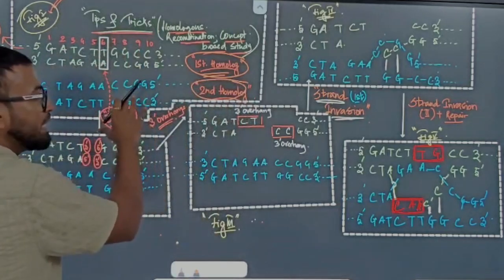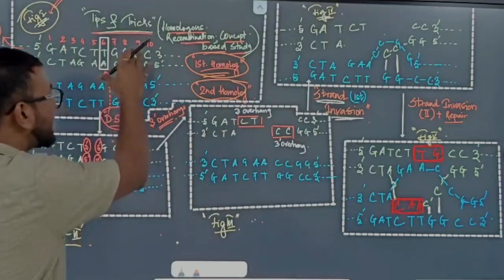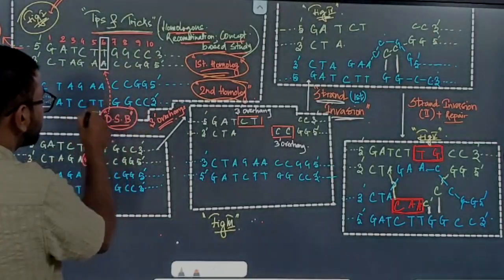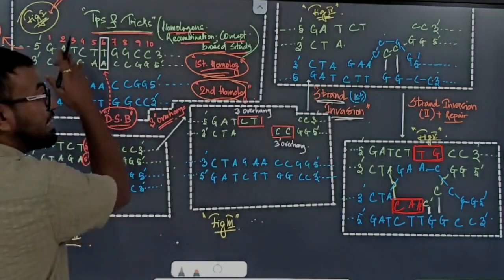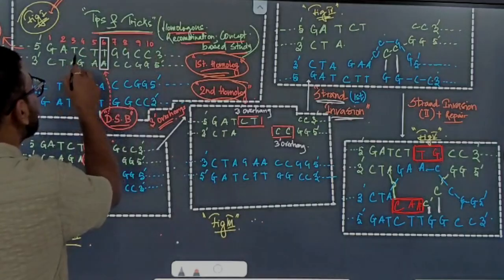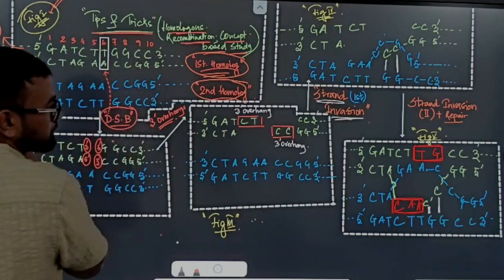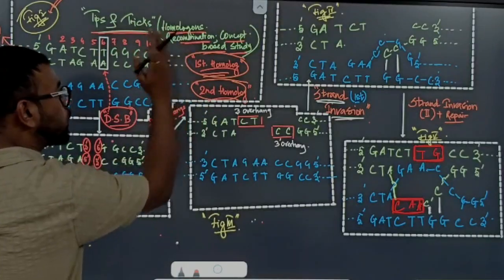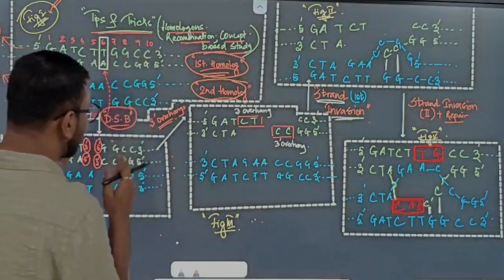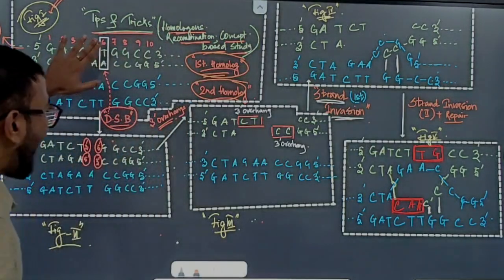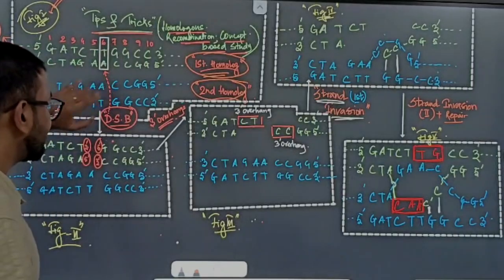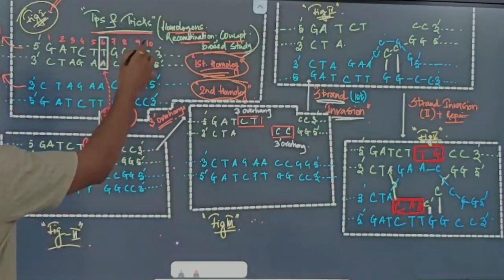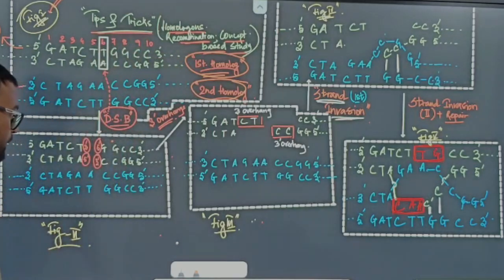So there must be sequence similarity regarding these two homologs. So I have stated both the homologs having the same sequence, which is GATC, TTG, CCC. I have taken this portion out of the entire chromosome just to make you understand it. As you all know, the first thing that takes place is a double-stranded break in one of the homologs.